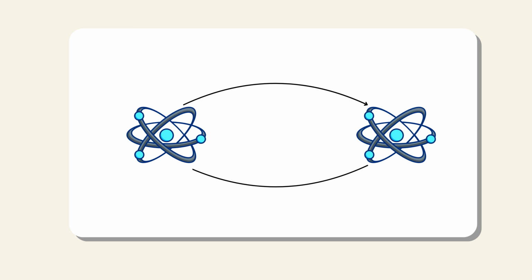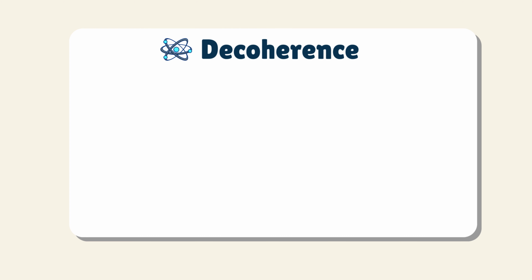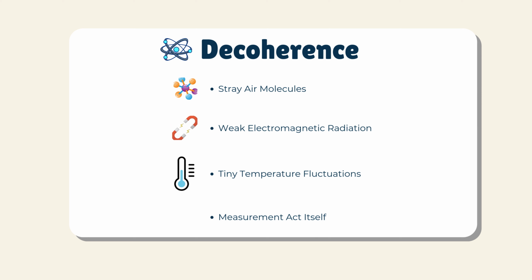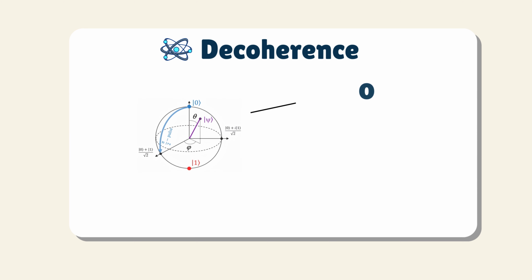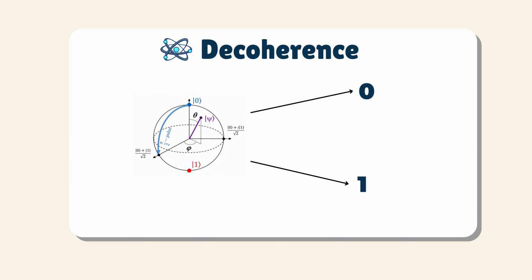Of course, there's a big catch. Qubits are incredibly fragile. They suffer from decoherence, one of the toughest challenges in quantum computing. Decoherence happens when the quantum system interacts with its environment, like stray air molecules, weak electromagnetic radiation, tiny temperature fluctuations, or even the act of measurement itself. These interactions act like noise, breaking superpositions and tearing apart entanglement, collapsing quantum states back into boring classical 0 and 1. If decoherence happens mid-calculation, the exponential advantage of quantum computing instantly disappears.